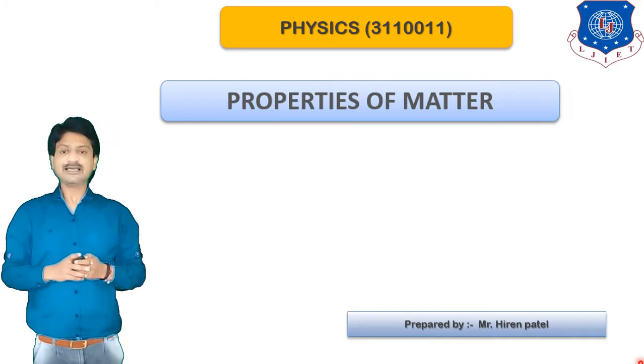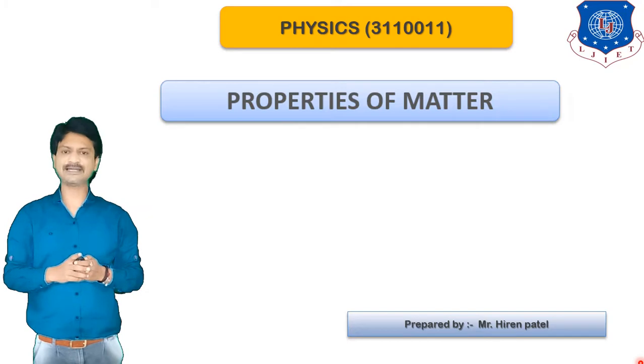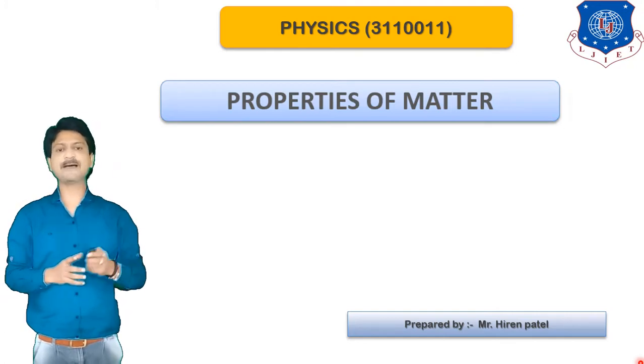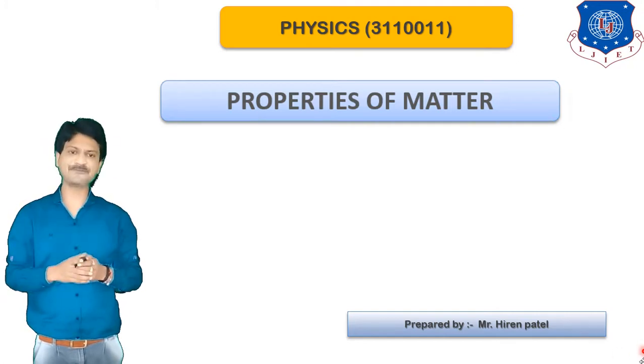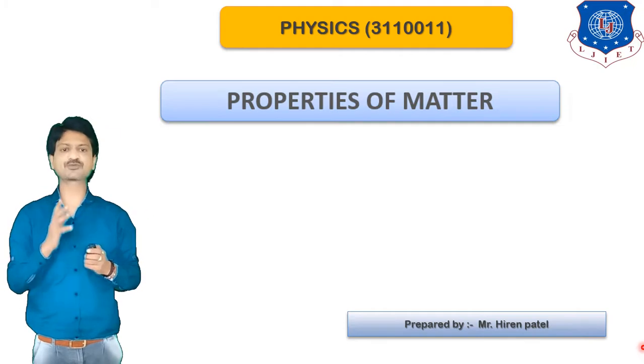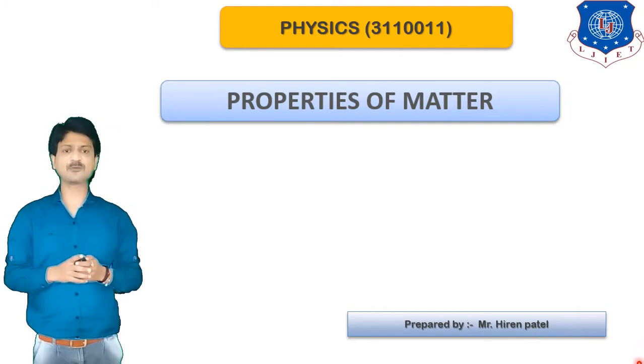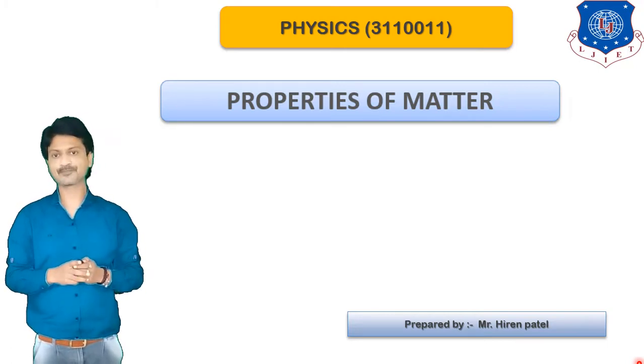In the last video, we started the first chapter of Physics Group 1, that is Properties of Matter. Till now, we have learned what is elasticity, the concept of load and its classification, the concept of stress and different types of stresses, and different types of strain, along with Hooke's law.